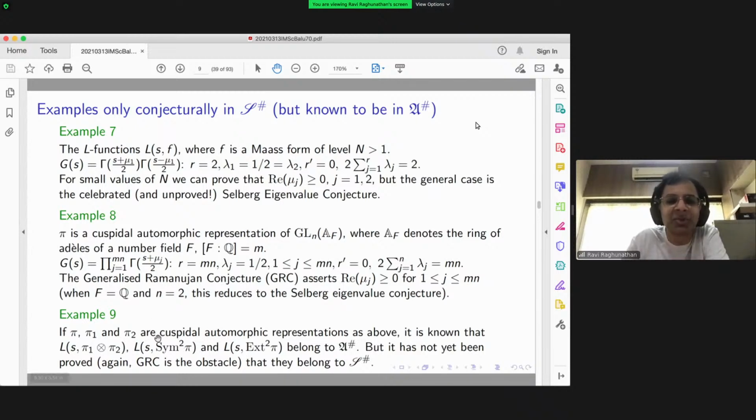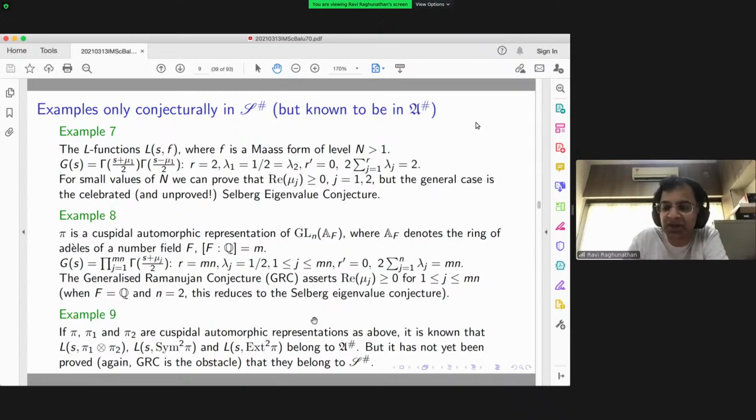So, symmetric square of pi, this is like symmetric square of f that we saw before. There's something called the exterior square L function. These are all relatively well understood. We know they belong to A sharp, but we have no idea whether they belong to S sharp. Well, we believe they belong to S sharp, but the generalized Ramanujan conjecture is the obstacle. Right? So first of all, we have all these L functions. We have all the nice properties for them except GRC essentially.